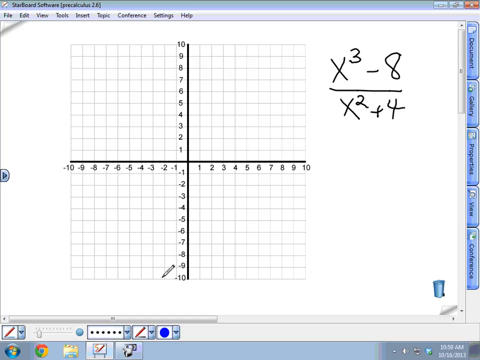So where do I have a vertical asymptote? Wait, it just says find the zeros of the rational function. Use a graphing utility to verify your answer. What does that mean? Didn't we already do this? Finding the zeros. How do you find the zeros? 4i and negative 4i. Very good.